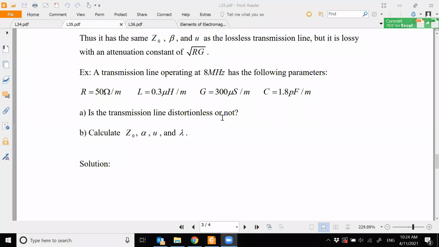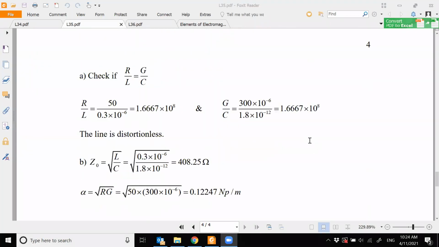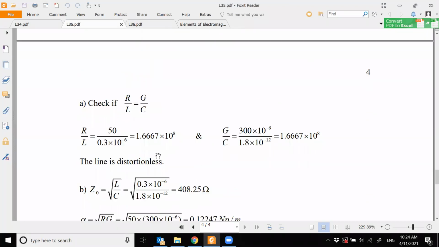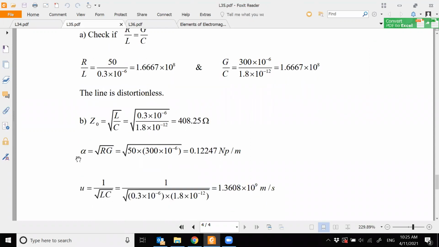Then we need to find the characteristic in check first. So R over L and G over C, they are the same, and therefore it's distortionless. And now you can go and use the expressions of the characteristic impedance, which is root of L over C, which is now 408 ohms.